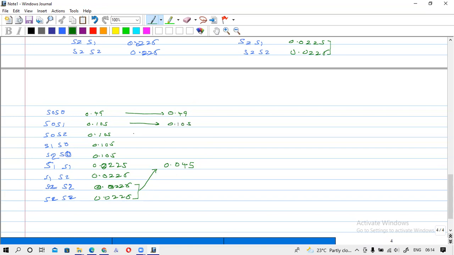And this is directly here, 0.105. This is directly here, 0.105, and this also directly here, 0.105, and this also directly here, 0.105. Okay, and this will move to here, no? Instead of this one, we have to put this one because these two are higher than this one. So these two we have to put here.